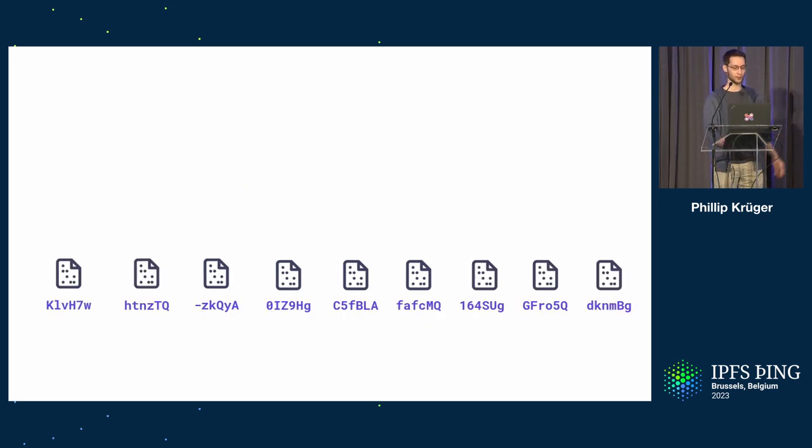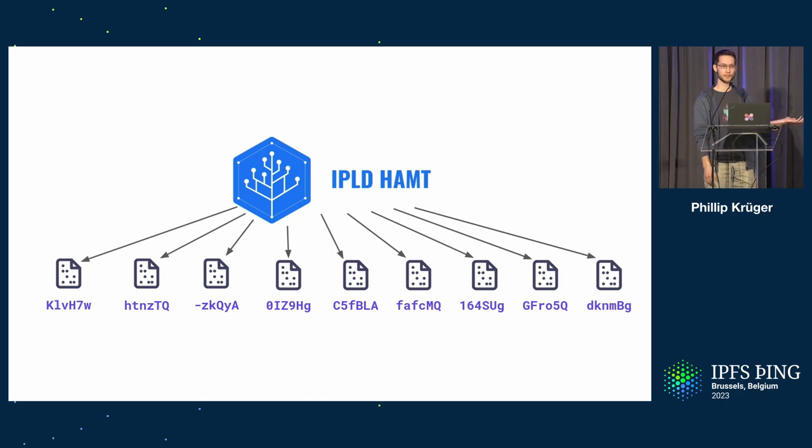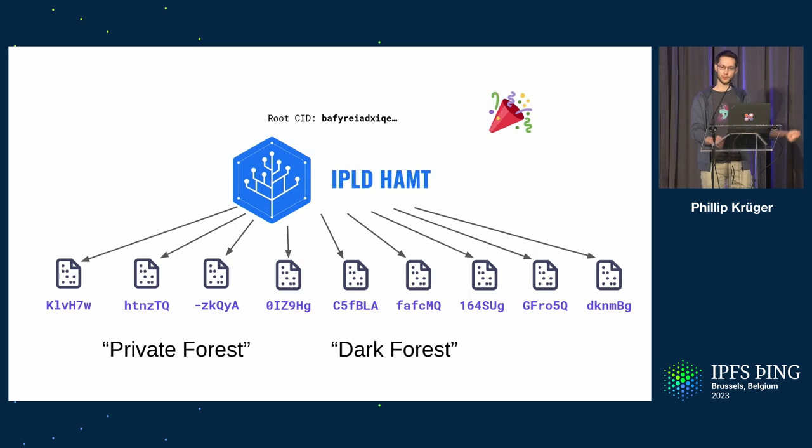And finally, we put an IPLD HAMT on top. And so we get a root CID, something to pin, something to contain all of your data. Ta-da. We call this data structure a private forest, or sometimes jokingly a dark forest, because technically you don't know what other trees are in there. And in practice, we actually use this property. Basically, this is just a collection of things that you care about, and you may have one or two or three or whatever trees inside of that.